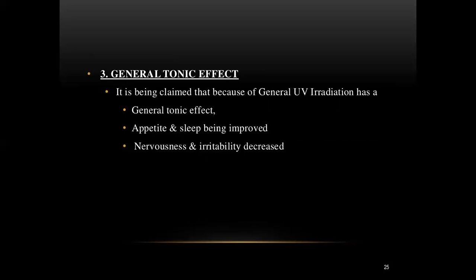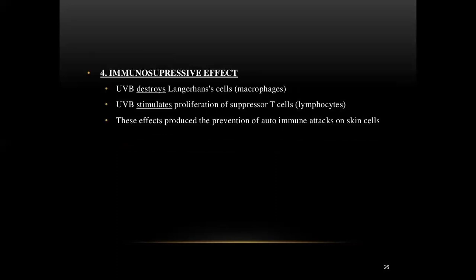The general tonic effect. It is claimed that general UV irradiation has a general tonic effect. Appetite and sleep are improved, nervousness and irritability decreased. Next up is the immunosuppressive effect. UVB destroys Langerhans cells, the macrophages. UVB stimulates proliferation of suppressor T cells of the lymphocytes. These effects are produced by the prevention of autoimmune attacks on the skin cells.